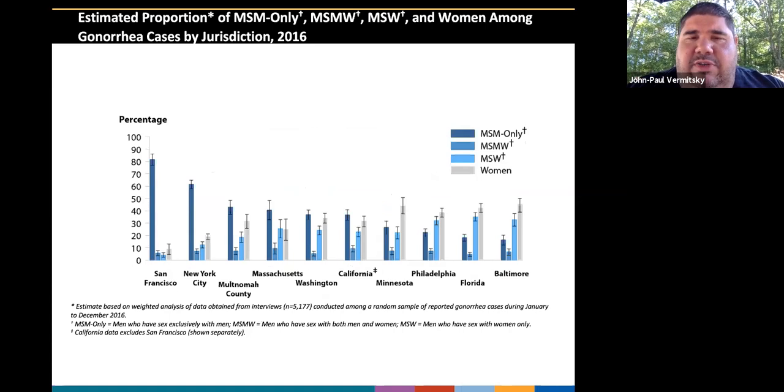Now, as far as who you have sex with, gonorrhea, again, in many of our major cities and states, we have seen with the men who have sex with men category, huge increases, especially in the 2016 timeframe. And as I mentioned, the primary reason for this is because of the release of PrEP and a lot of people not practicing safe sex as a result of going on to PrEP.